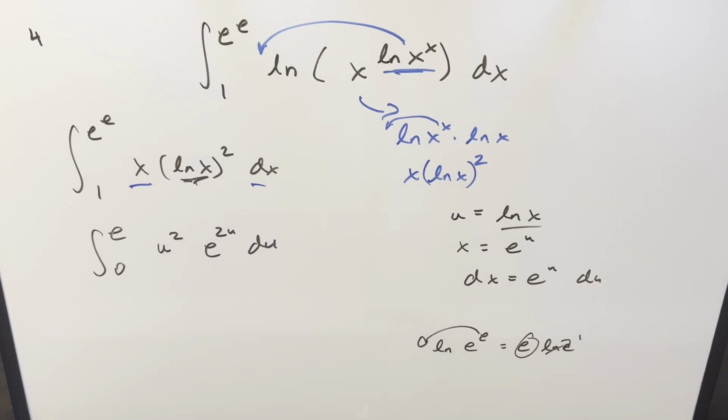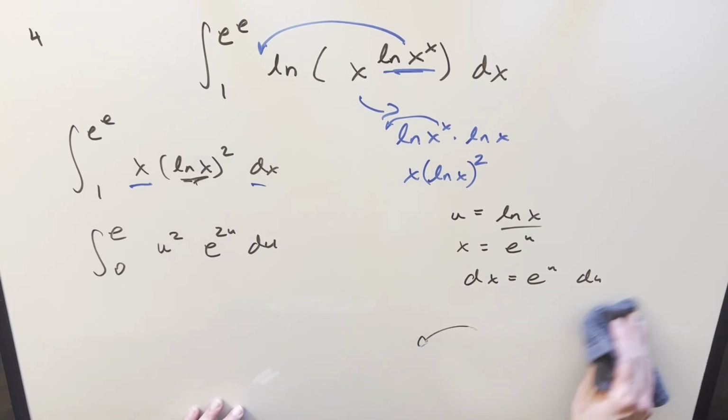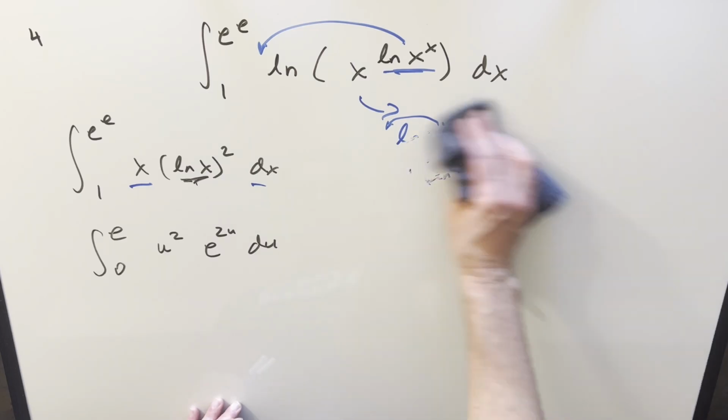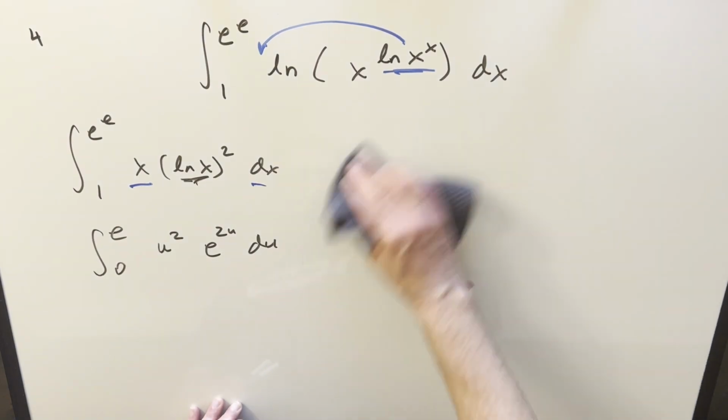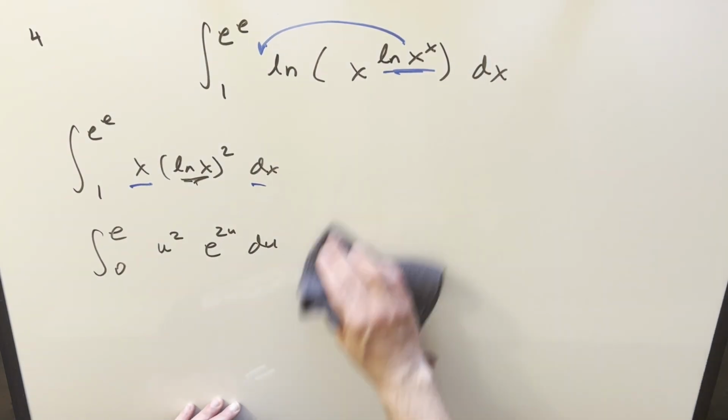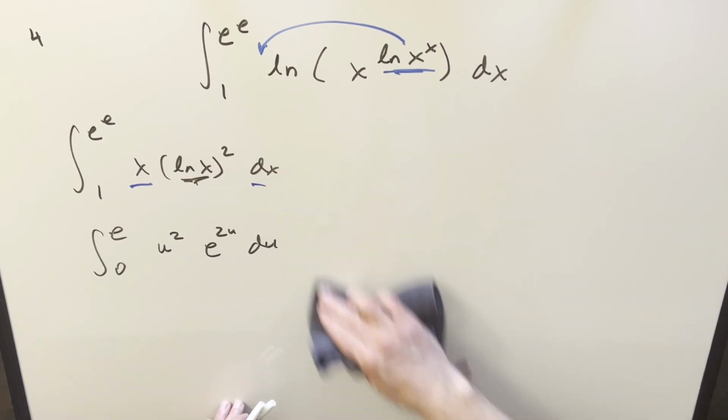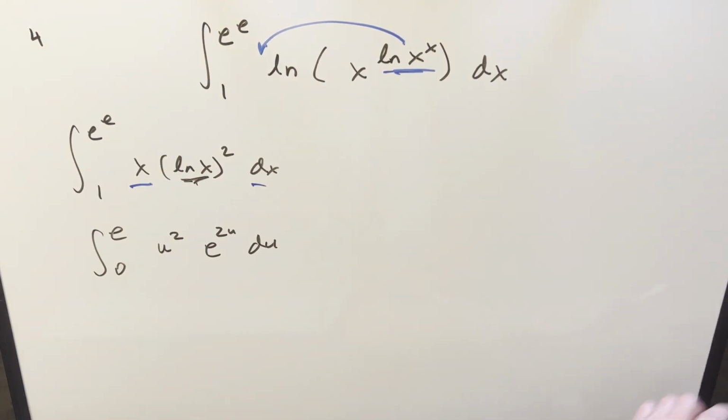And at this point, I'm realizing I copied the problem down wrong. Maybe I'll keep going and see what happens. But yeah, this is not even the problem that was on the MIT. It's close. Maybe I'll do that one afterward, but this is the wrong problem.